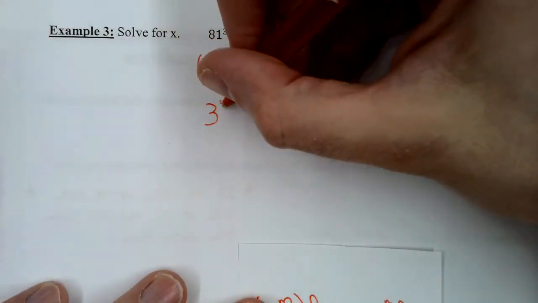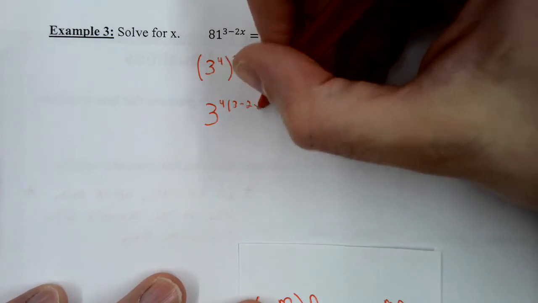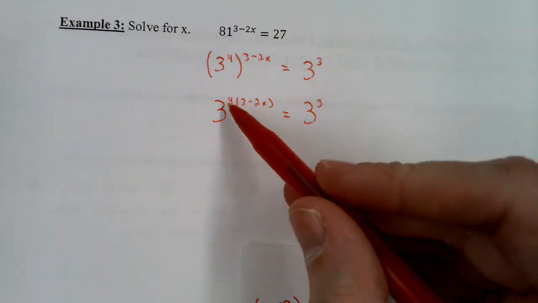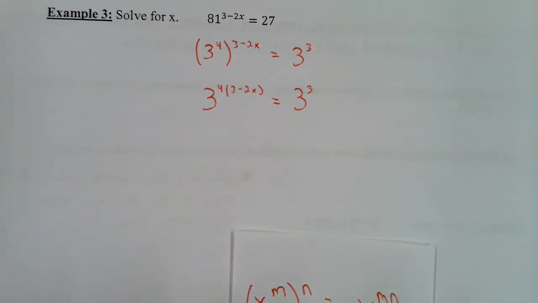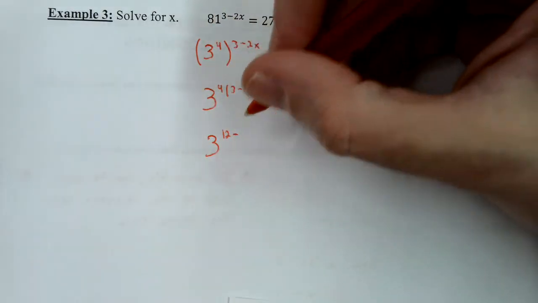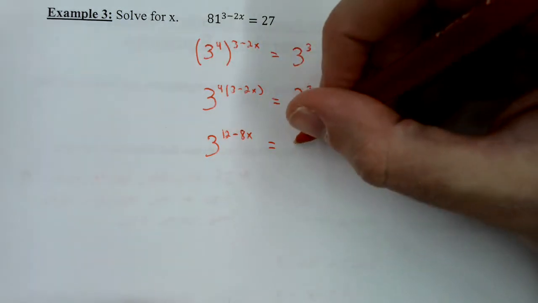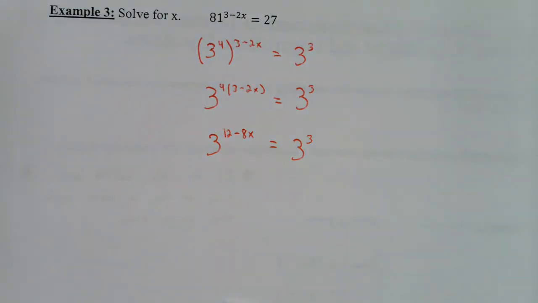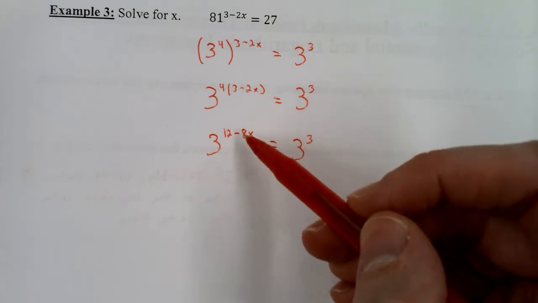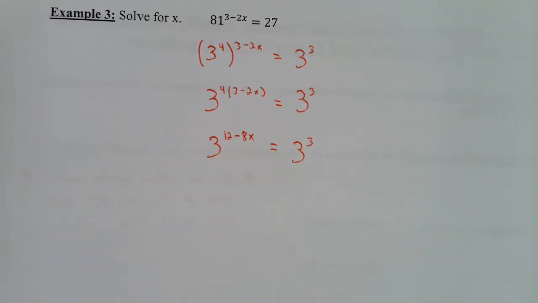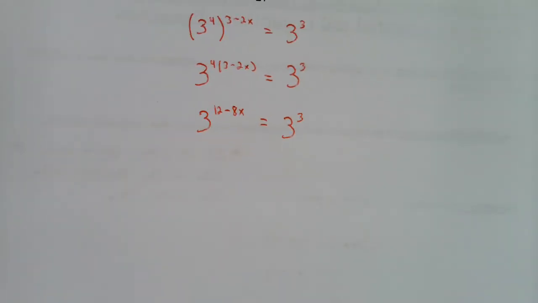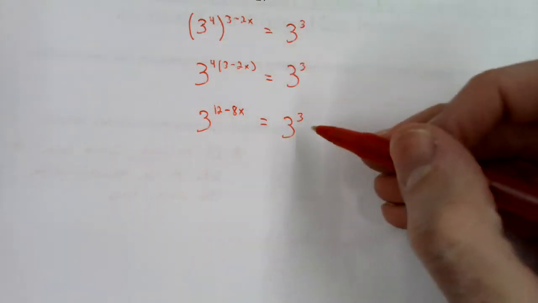I won't skip any steps because it's on video, and I don't want people to get confused. You're going to do 4 times 3 minus 2x, and distribute to get 3 to the 12 minus 8x power. Because 4 times 3 is 12, and 4 times negative 2x is negative 8x. Now each side of the equation has the same base. The base is 3. Set the exponents equal and solve. 12 minus 8x equals 3.